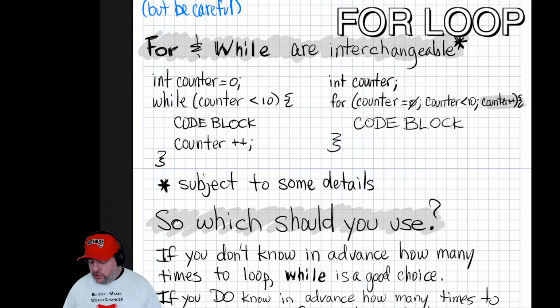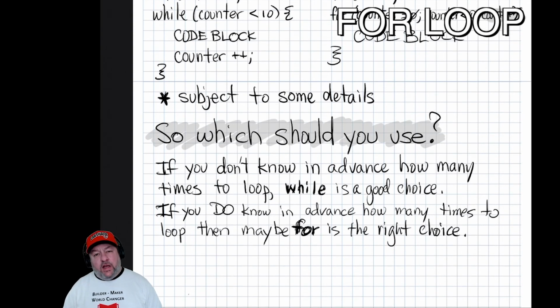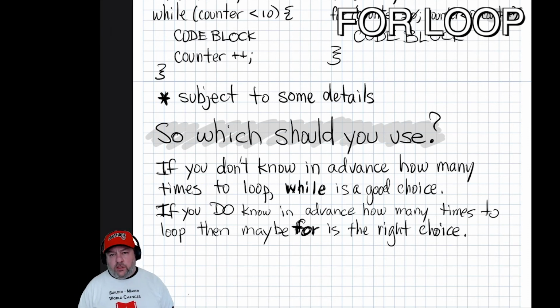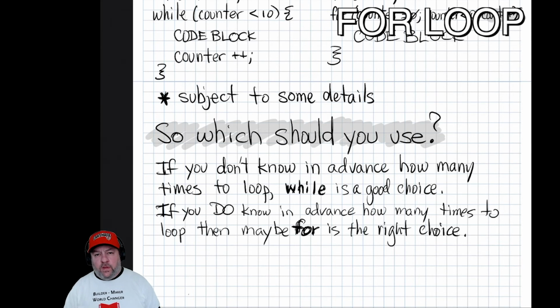Okay, so which one should you use? Well, a good rule of thumb, and of course there are always exceptions, is if you know in advance how many loops you're going to do, use the for. And if you don't know in advance how many loops you're going to do, you can use the while.